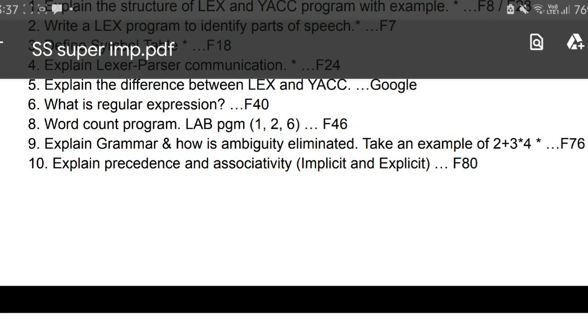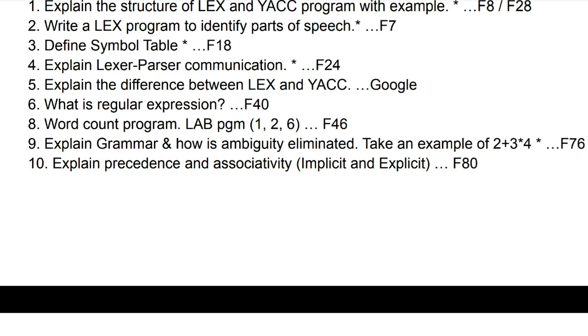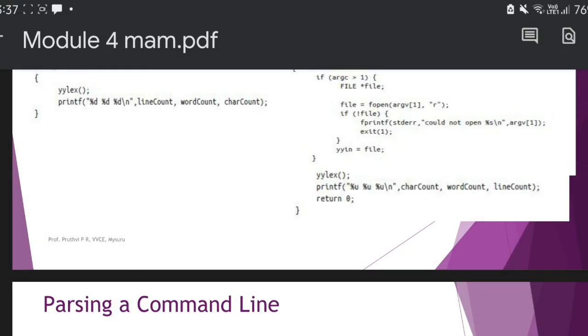The next one is: explain the grammar and how ambiguity is eliminated. Take an example of 2 plus 3 into 4. This is the same question which is repeated many times. So let's see what is there. F76.